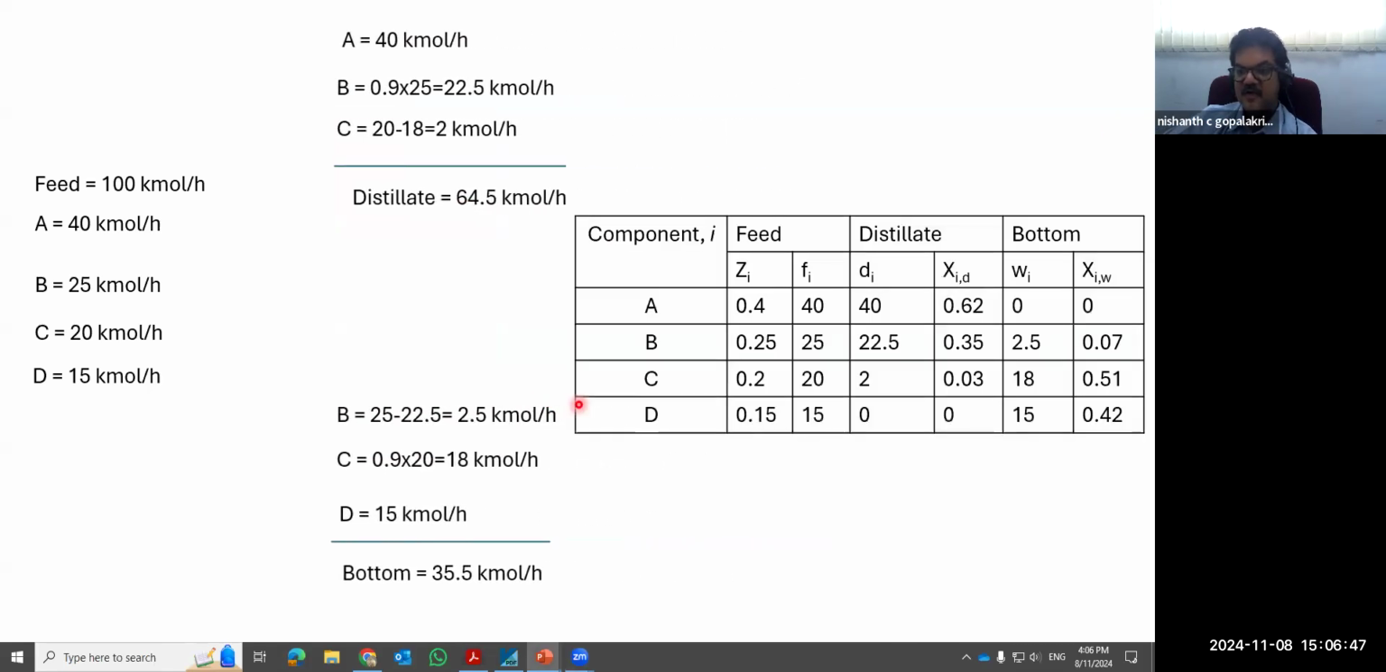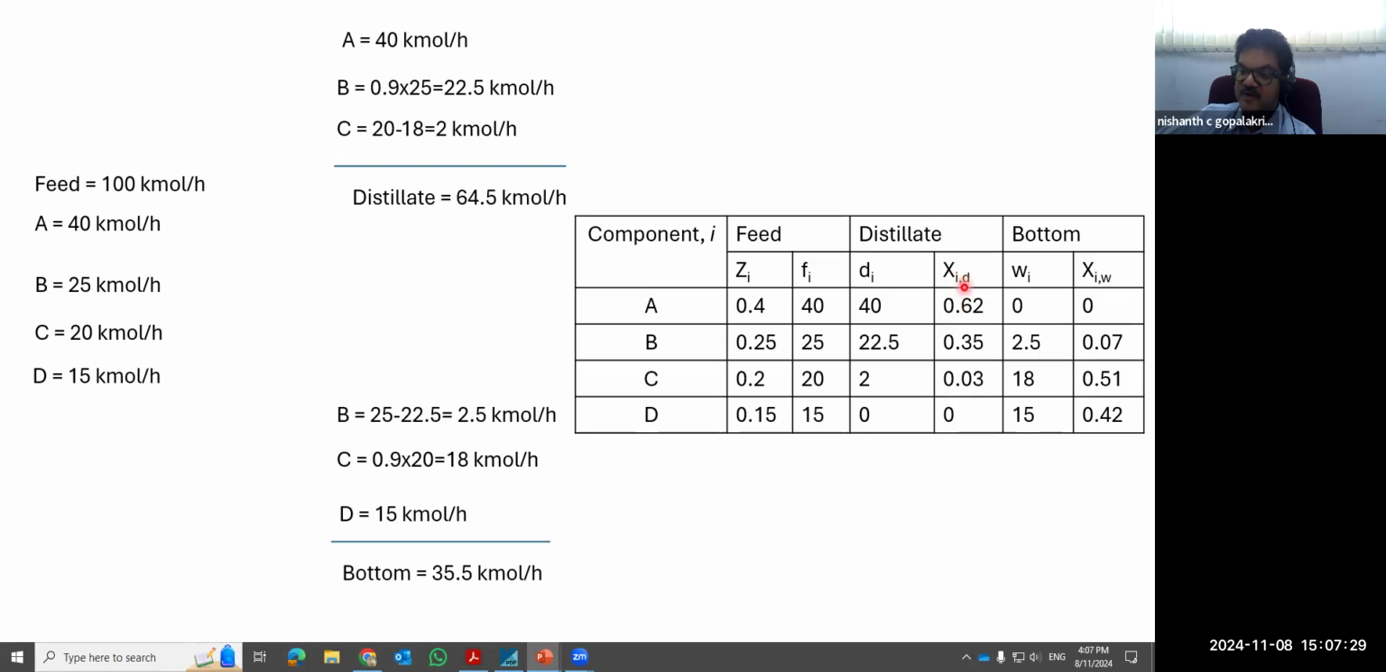To find the mole fraction, all we need to do is divide the flow rate of each component by the total distillate flow rate. And similarly, at the bottom, we divide the flow rate of each component by the total bottom flow rate. Agree? So if you do that, the mole fraction of A at the distillate would be 40 over 64.5, right? So that's why the mole fraction of A at the distillate is obtained as 0.62.